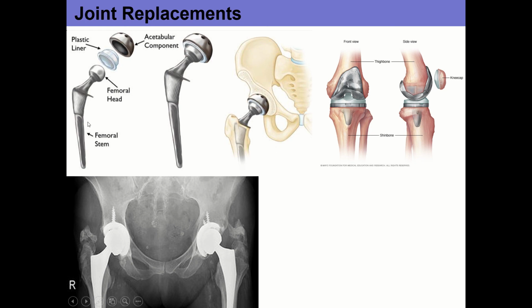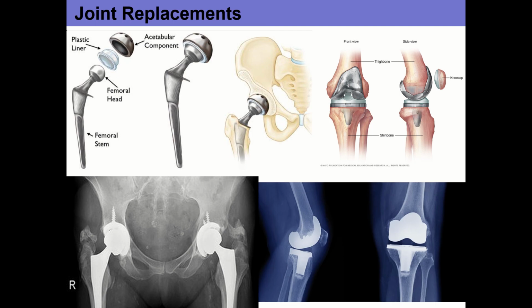screw it in there, and then this part of the femoral stem, you can see it has an odd texturing to it. The idea there is that it encourages the bone to grow around it rather than having to cement it in place. The bone will grow around it and keep it in place. So that's what joint replacements look like. And I'm out of time.